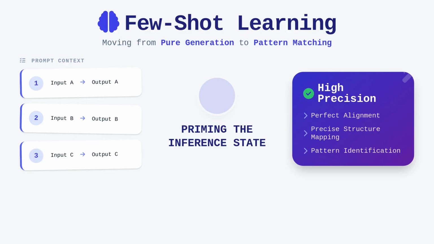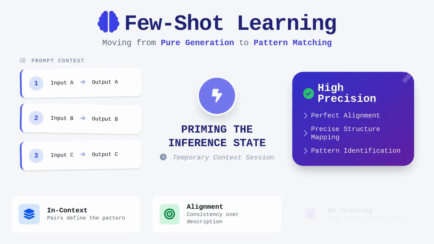The model treats these examples as a temporary context session, effectively focusing its attention on the parameters you have clearly demonstrated. This is not about training the weights in the traditional sense, but rather about priming the model's immediate inference state with the logic needed for the current iteration.